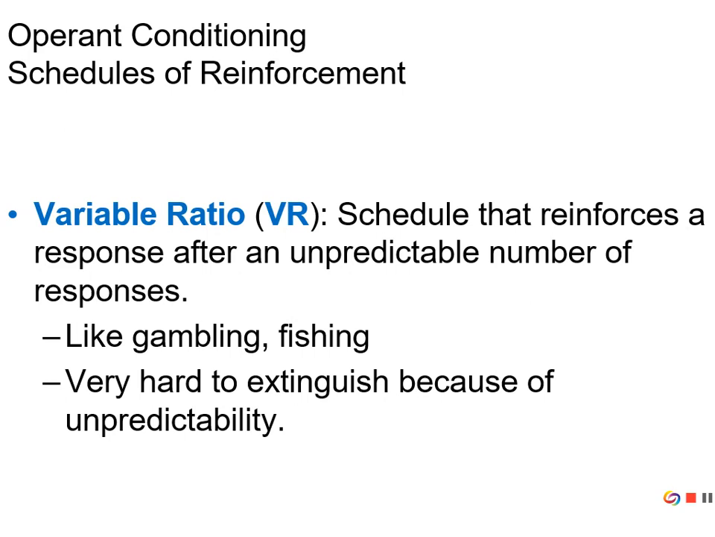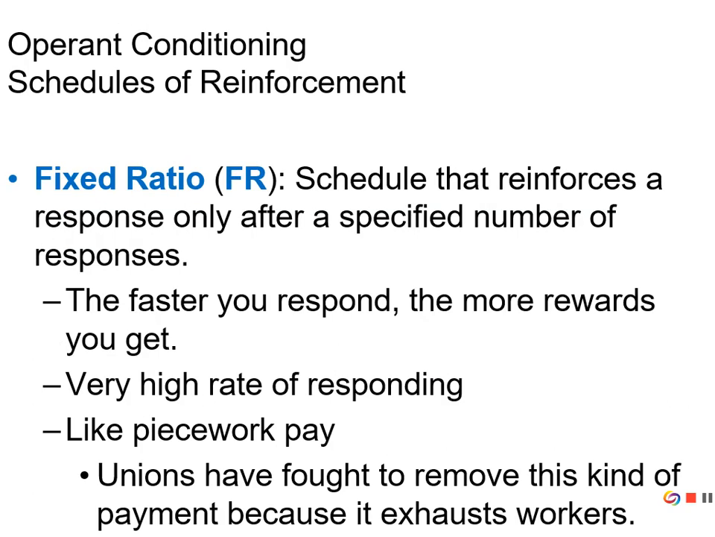So instead of seeing a fixed ratio, it'd be like every five times, if we're talking like a rat in a Skinner box, 1, 2, 3, 4, 5, pay. 1, 2, 3, 4, 5, pay. Got it? But in a variable ratio, what happens is maybe on average it takes 5 responses to get paid, but it could be 1 and you get paid. It could be 10 and you get paid. I don't know what it's going to be. All right? Maybe on average it's 5.